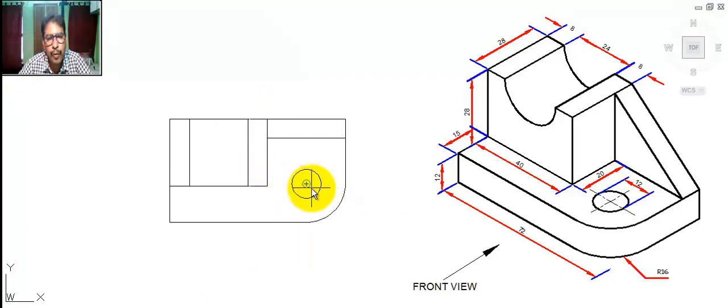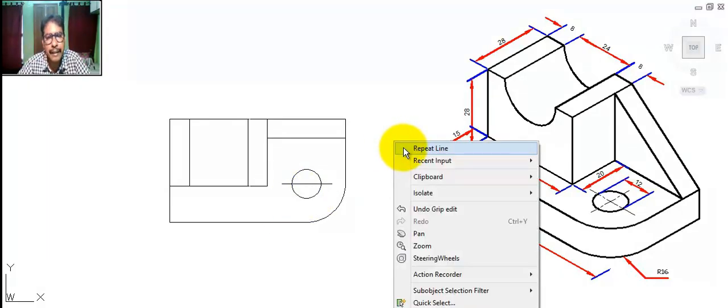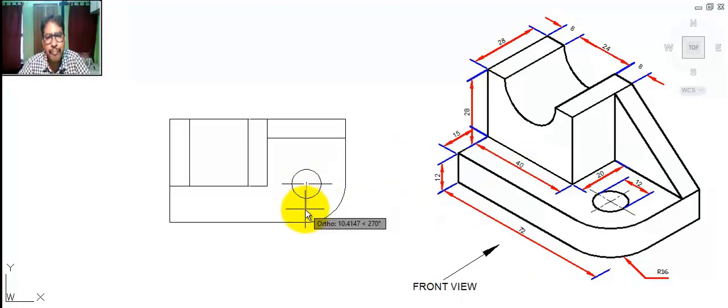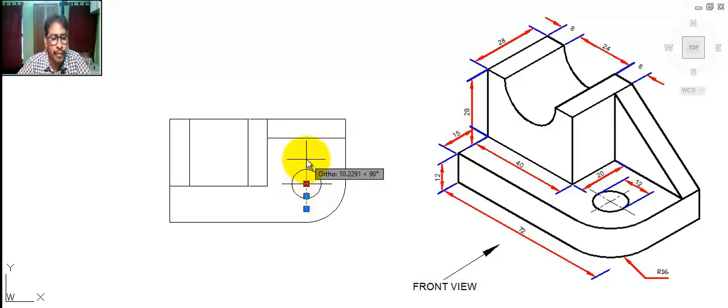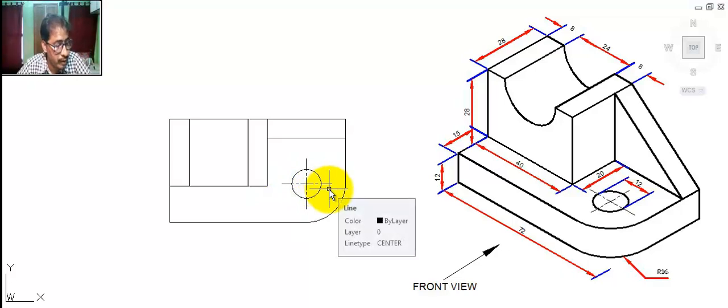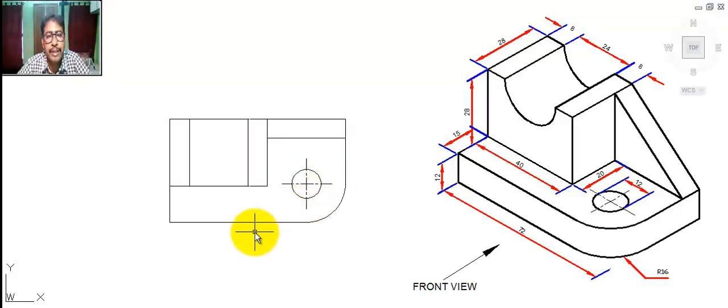Now, this is the center line. This is the center line. Center line. The symbol is this, one long, one short. The top view is almost complete.